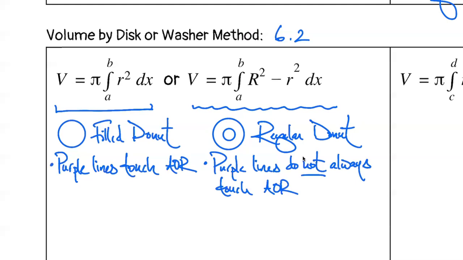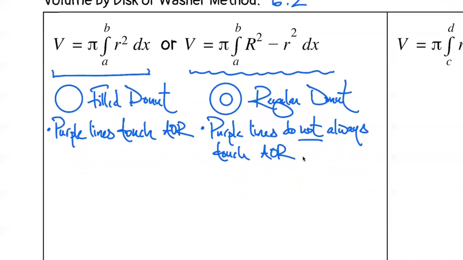Okay, so considering that diagram is so important to deciding whether I am going to need to subtract something or not, the last thing I want to write in this box is that these purple lines are perpendicular to the axis of revolution, okay? That perpendicular idea is going to be really important for us today, because if we draw some purple lines and they end up parallel to our axis of revolution, we're actually going to be using the cylindrical shells method, okay?